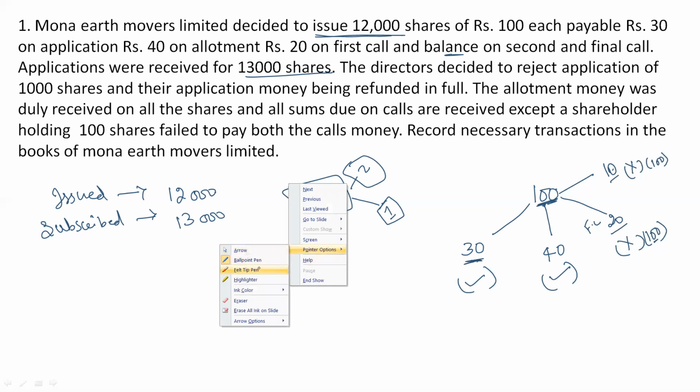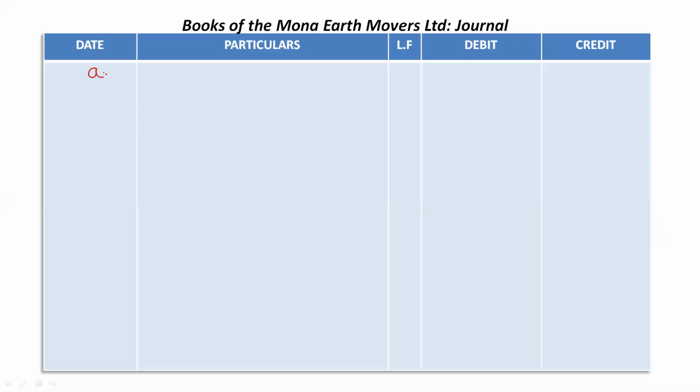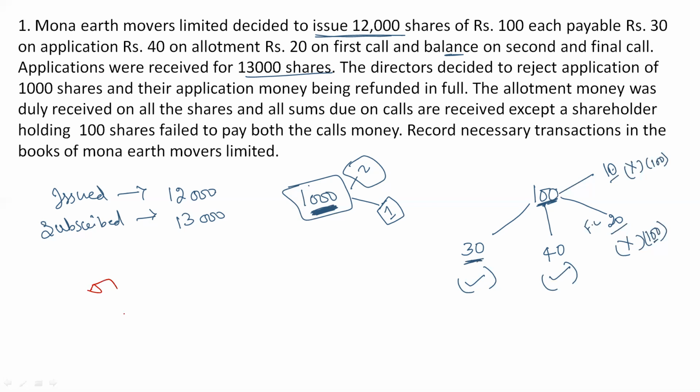So once again, application process first entry. We know there will be two entries. So what happens in the application process? If this is the company, and this is the general public, the public is applying for the shares of the company, right? Please excuse my diagrams; they are horrible. So the public is applying for the company's shares, and the public automatically pays the application money, which is 30 rupees per share. Similarly, the company has received applications for 13,000 shares.